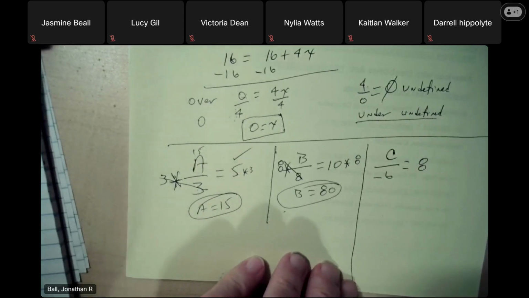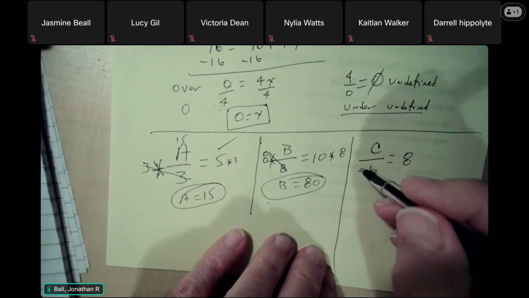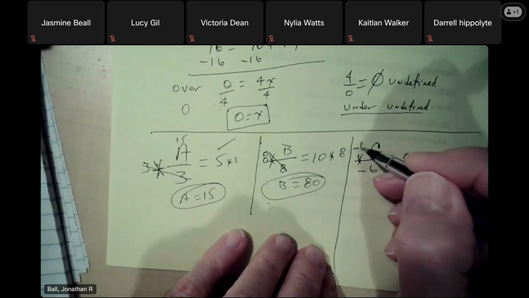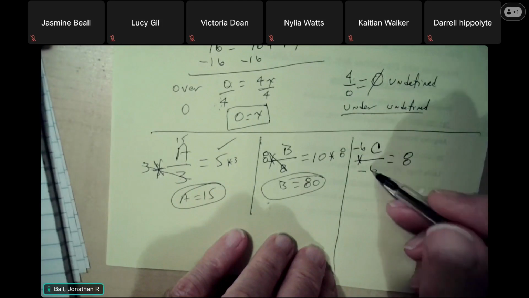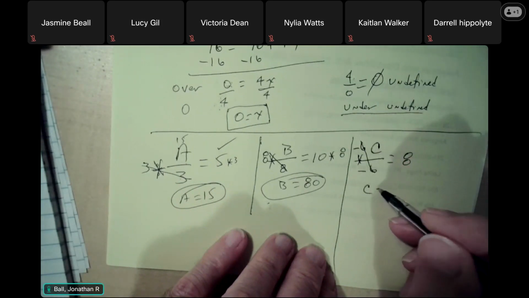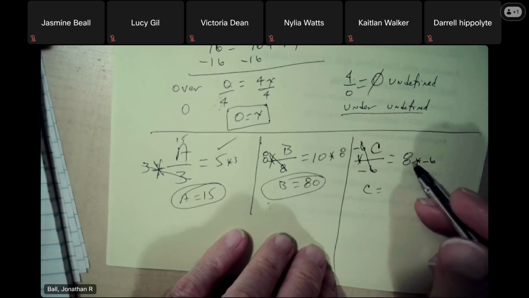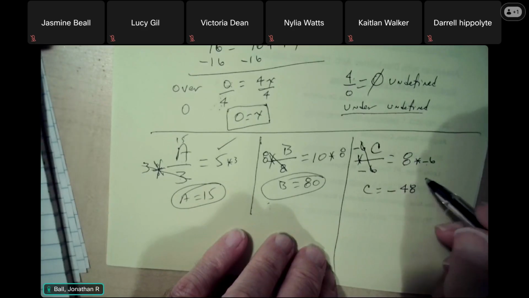C divided by negative 6 is 8. So we're going to multiply by negative 6. Because a negative divided by a negative is a positive, and that's what we want. And a positive divided by a negative is a negative 48.